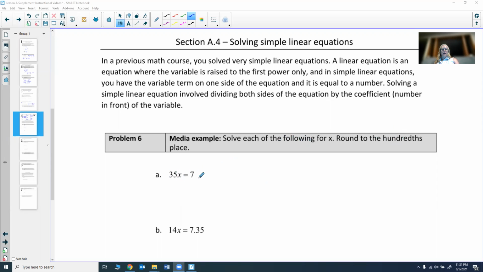So we have 35x equals 7. I'm going to divide both sides by 35 because 35 is the coefficient in front of the x. Notice it's just a number that's attached to the x, so it's called the coefficient. Divide both sides by 35, and you get x is equal to 0.2. You can write it as a fraction if you want, but I prefer decimals.